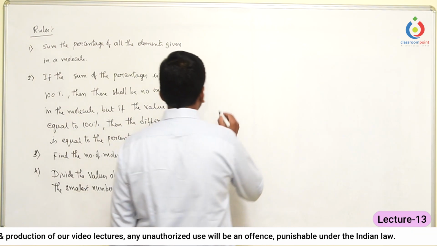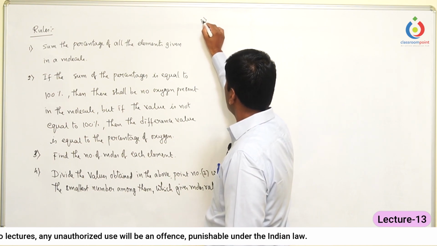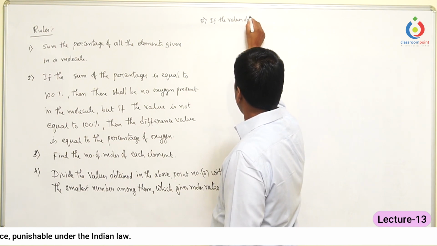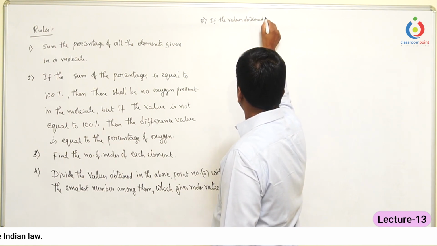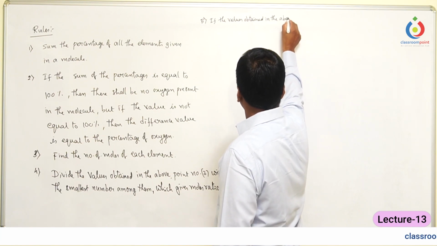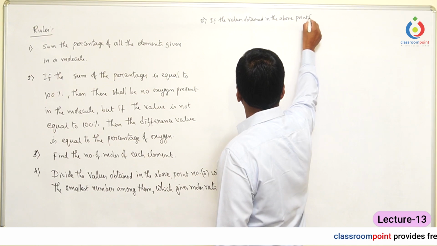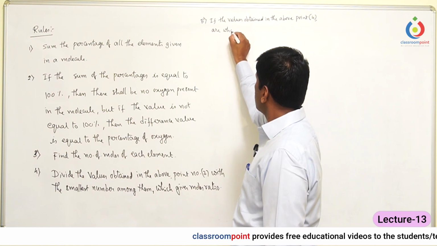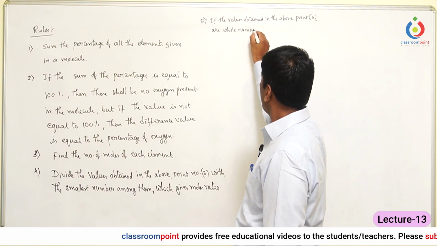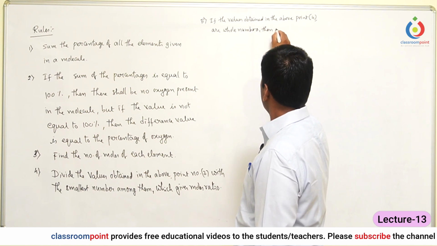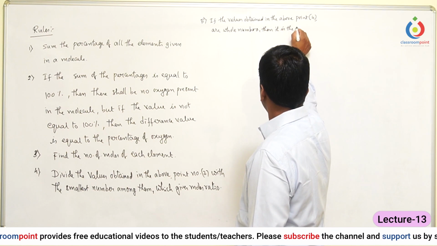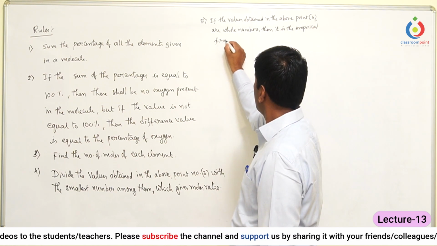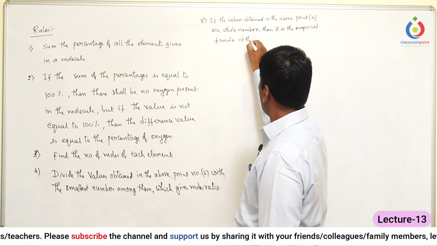So that point I will write down here. So if the values obtained in the above point number 4 are whole numbers, then it is the empirical formula of the compound.